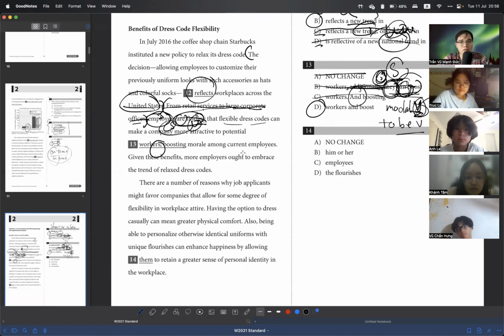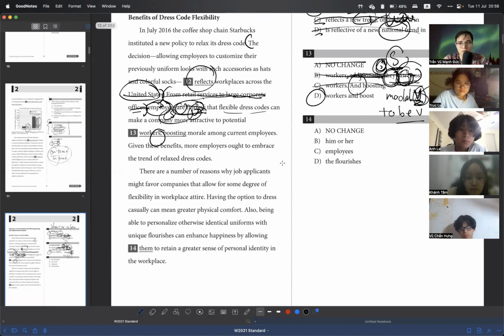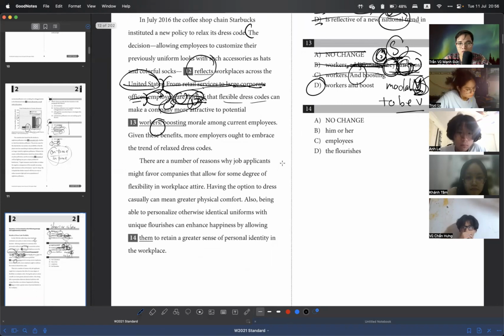All right, so next is 14. How about Lina? Can you do it? 14C. So what kind of question is this? What is this asking?